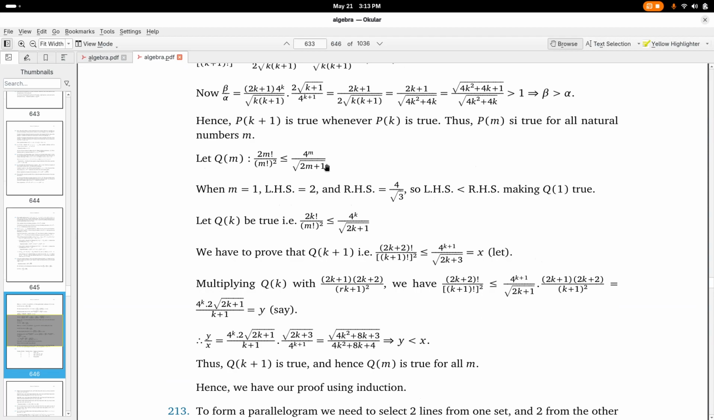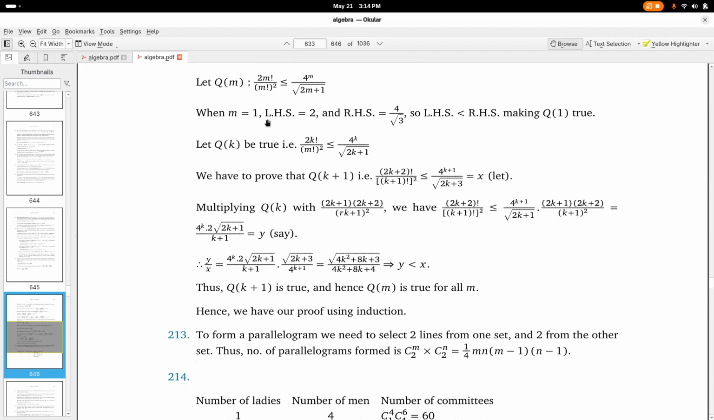Now similarly, we take the condition of 2m factorial by m factorial square less than or equal to 4 to the power m by square root of 2m plus 1. We denote this by Qm. So when m is equal to 1, left hand side is equal to 2 and right hand side is equal to 4 by square root of 3. So left hand side is less than right hand side, which makes Q1 true.